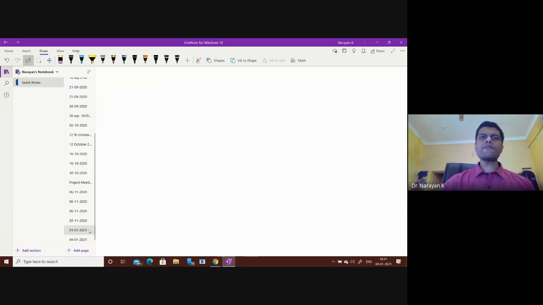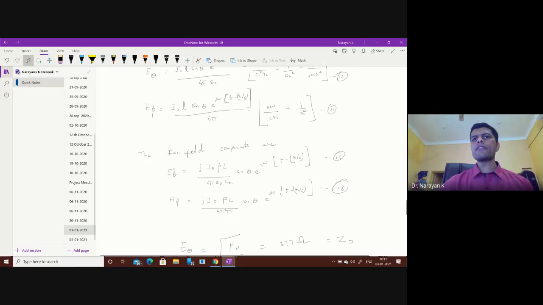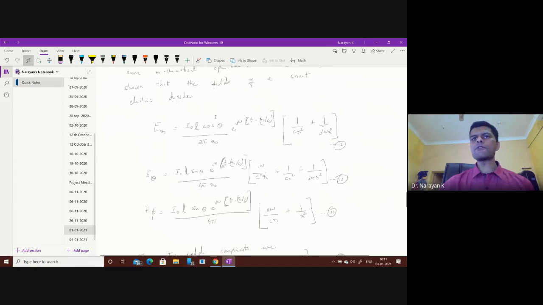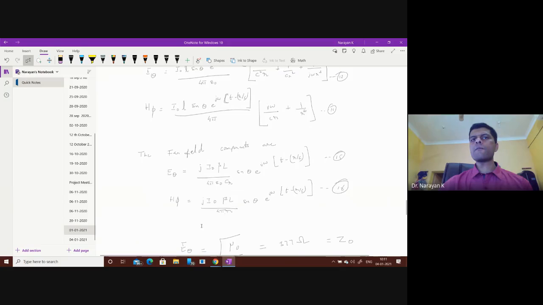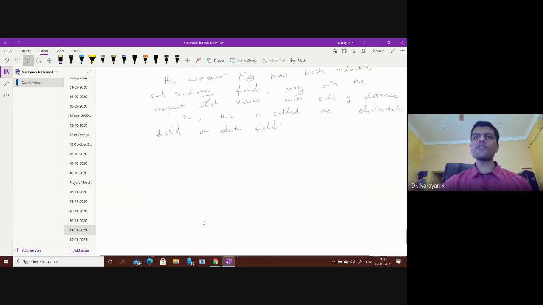In the last class, we did electric fields of a short dipole and found the fields of a short dipole, then the far field components of the short dipole. So you have three field components, E R, E theta, H phi, and two far field components, E theta and H phi. Then we also did the significance of the field components, which is very important.